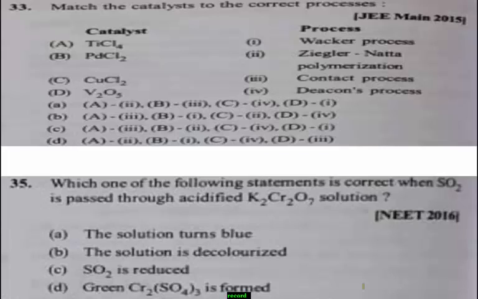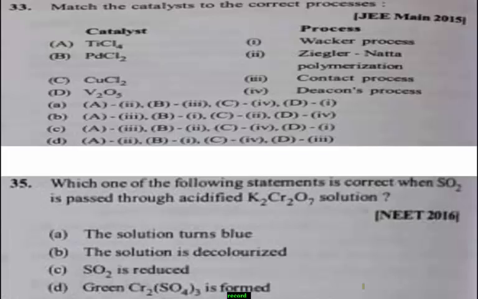Vanadium pentoxide, I think it is used in the contact process. Is it right? You also know this well. Next, PdCl2 or TiCl4, titanium tetrachloride, is used in Ziegler-Natta catalyst, or Ziegler-Natta polymerization. If you know all these points or observe carefully the given options with correct matches, which one is your answer? TiCl4, the correct combination is the second one, Ziegler-Natta.